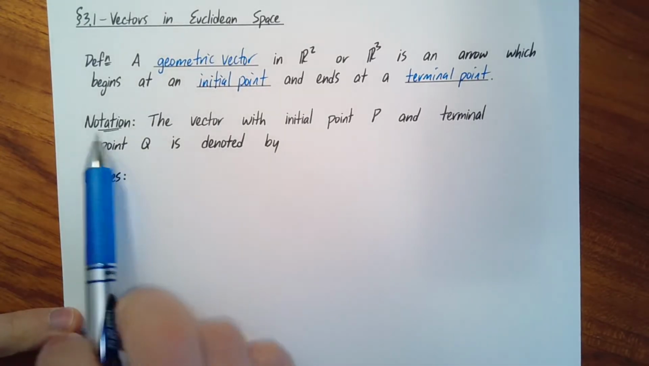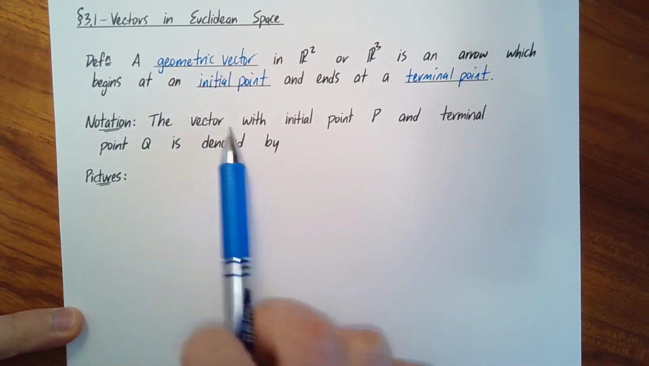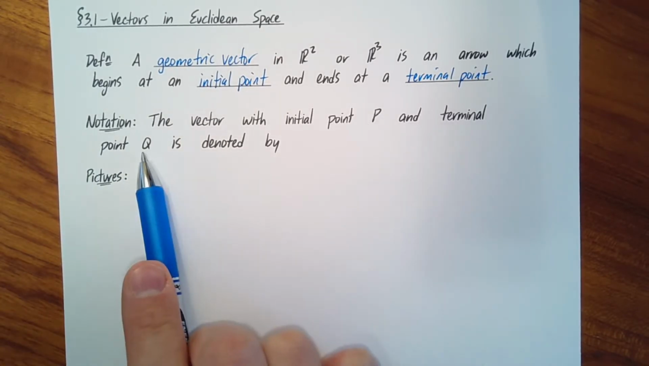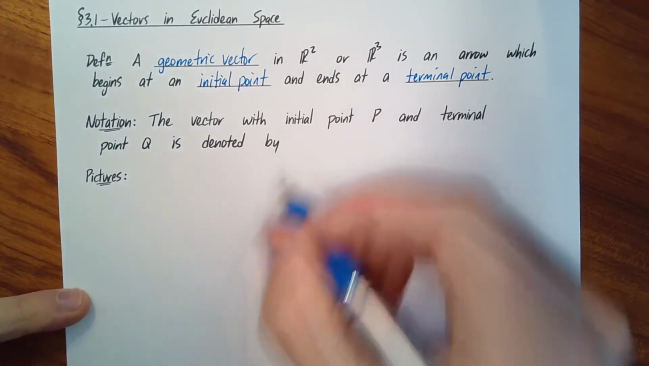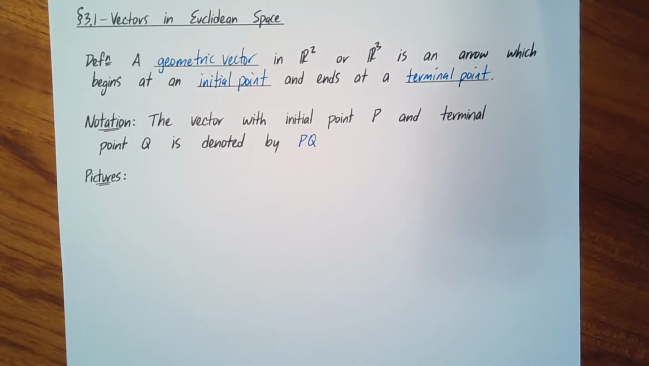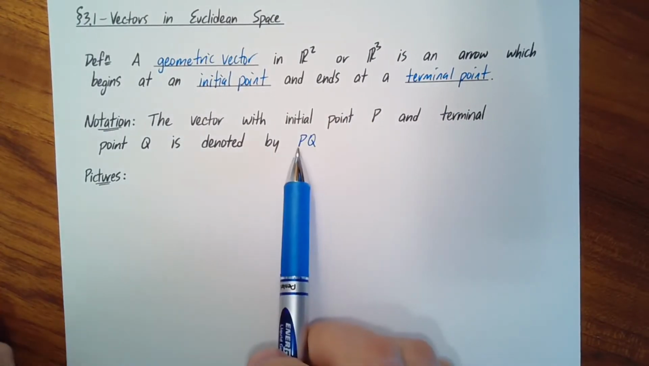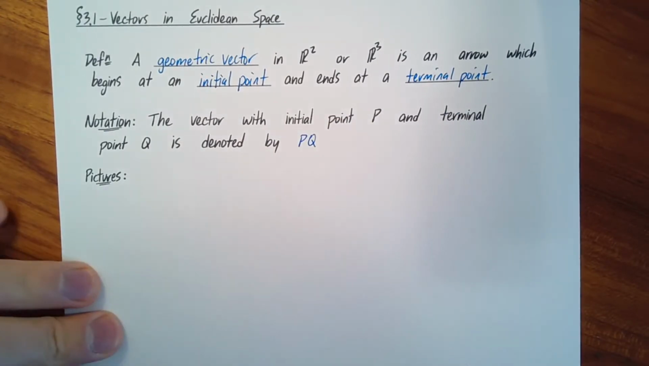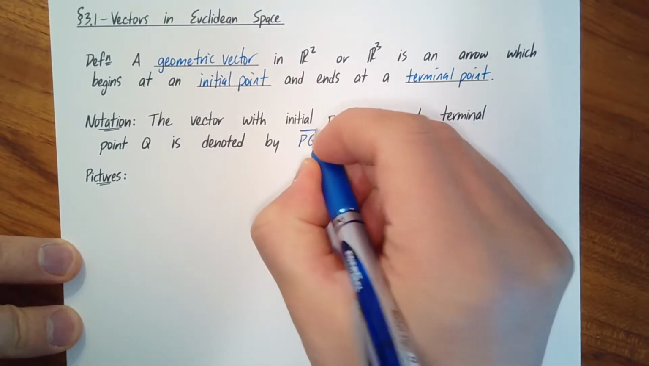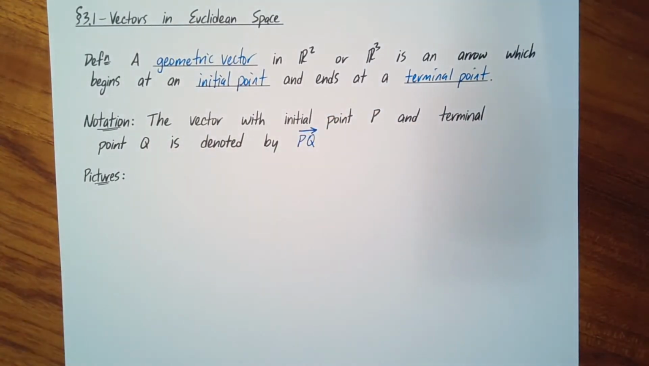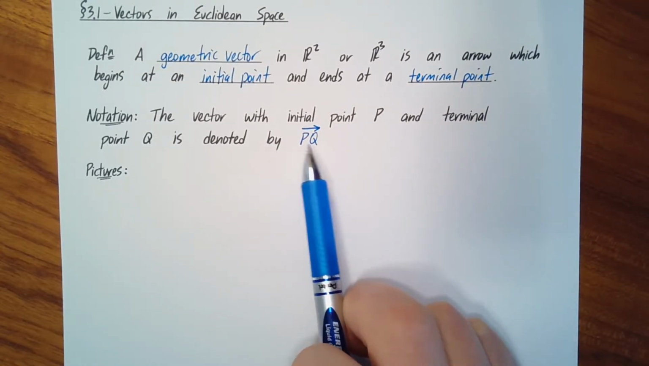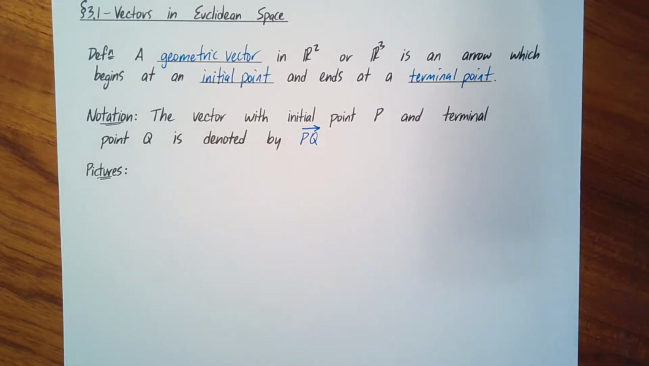So here's the notation. If I want to talk about the vector that has P as its initial point and Q as its terminal point, well, then I'll just write PQ. And really just to emphasize that P is the starting point and that Q is the ending point, terminal point, I'll just write an arrow on the top like this. So it points from left to right, indicating that the left point here is where the vector starts, and the point Q on the right, that's where the vector ends.